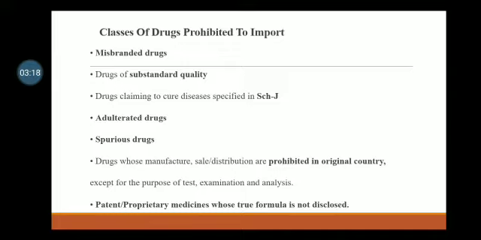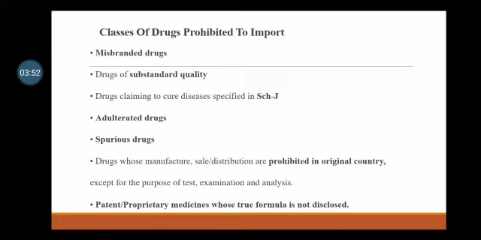Then spurious drugs. Some drugs are spurious drugs, means the drugs belong to a particular company which does not actually exist, or some false company is mentioned, or it contains some colors or some excipients which are not authorized in Indian Pharmacopoeia or British Pharmacopoeia. So those particular drugs are called spurious drugs.